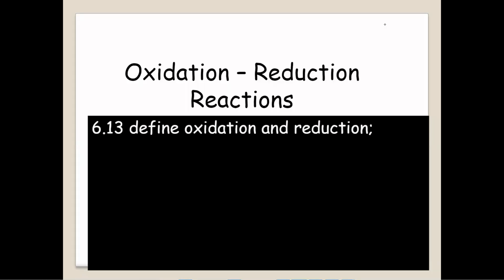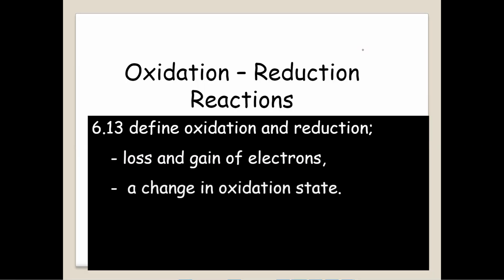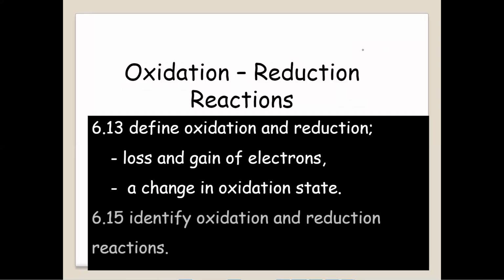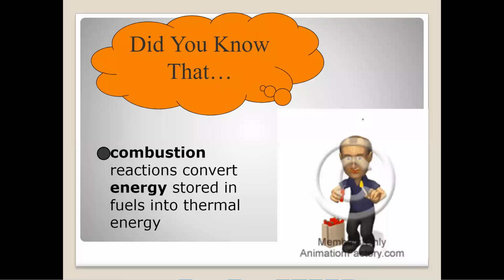All right, so for this class, we're sticking to the first objective from your syllabus. It says to define oxidation and reduction. We're defining it in terms of loss and gain of electrons, a change in oxidation state. Then for the rest of the week, we're going to move on to identifying redox reactions. So today we're just sticking with 6.13.